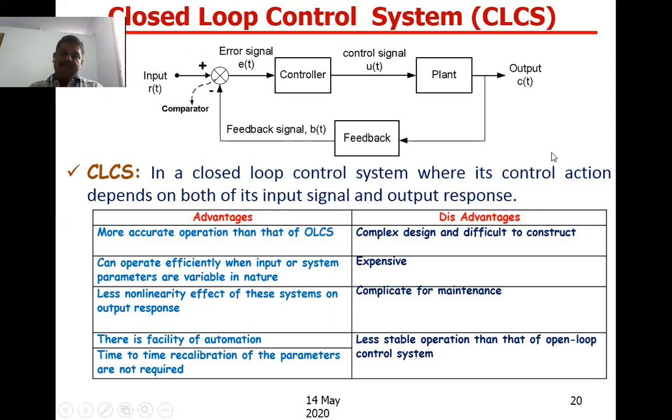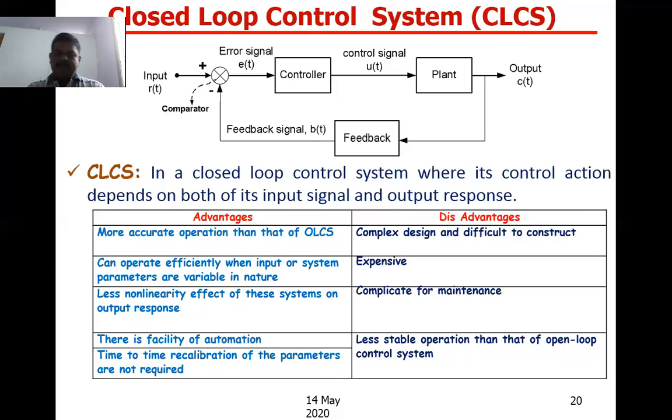The main advantage of the closed loop system is that it is more accurate than the open loop control system. It can operate effectively where the input or system parameters are variable in nature. If there is any variation, it will still effectively give the output. The non-linearity effect of this system is very small. There is a facility for automation, and time to time calibration is not required for this closed loop control system.